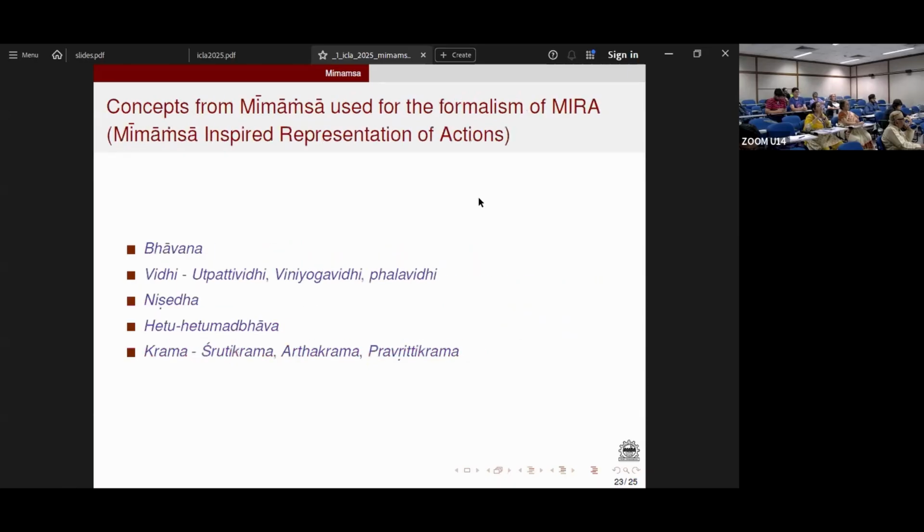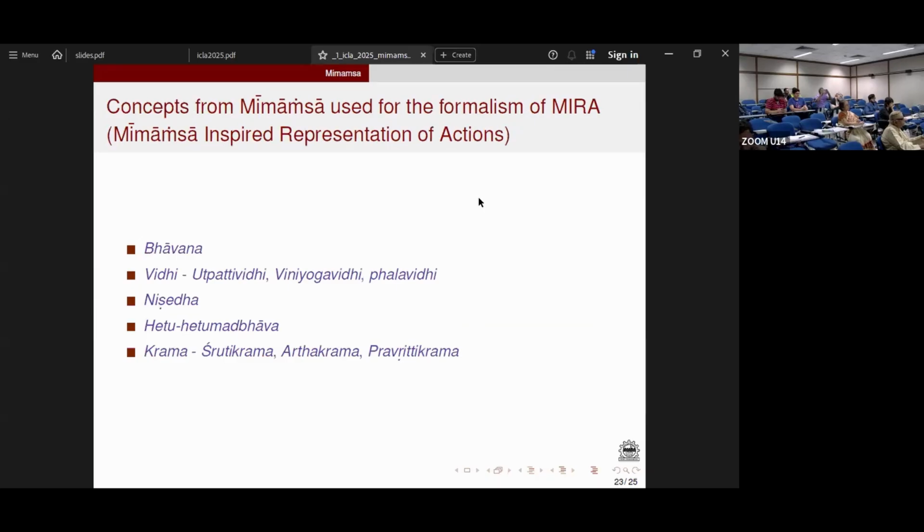So I have given you various concepts. These are the concepts we have used for the formalism that we have developed, called MIRA, Mīmāṁsā Inspired Representation of Actions. These are the topics we have considered: Bhavana, the Shabdi Bhavana and Arthi Bhavana that we talked about. Then Vidhi, where we looked at three: Utpatti Vidhi, Viniyoga Vidhi, and Phala Vidhi.